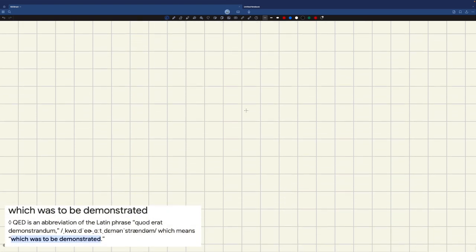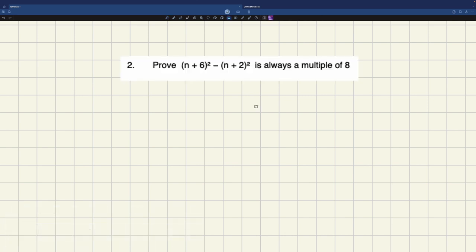Okay, now let's have a look at another question that might come up. Prove that (n plus 6) squared minus (n plus 2) squared is always a multiple of 8. Just off the top of my head, I can see 2 different ways to start approaching this. Obviously, first you have to expand the brackets, right? That's pretty self-explanatory. And I would say probably the quickest and smartest way to do it is to expand it through a difference of squares.